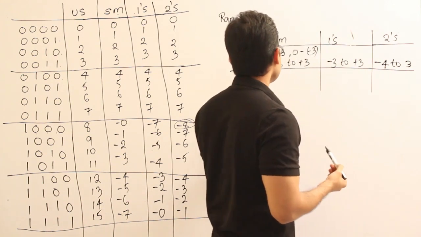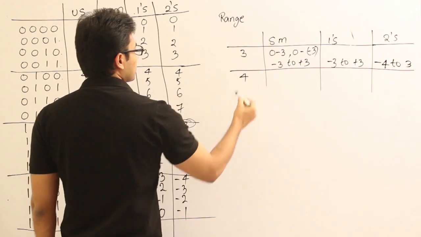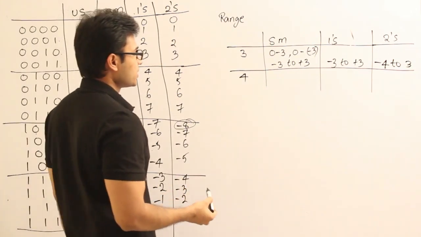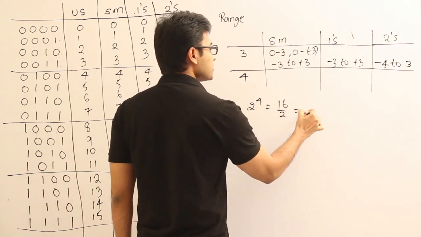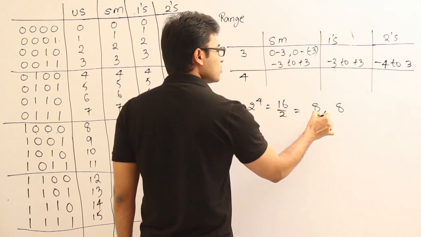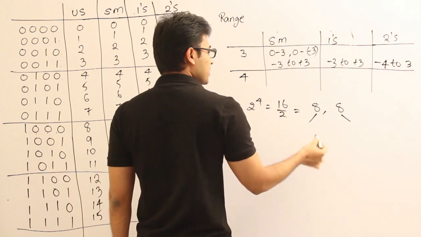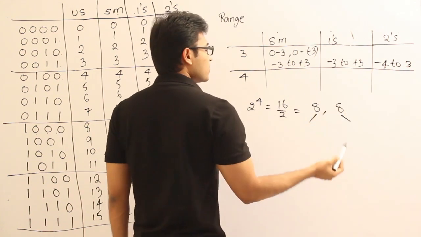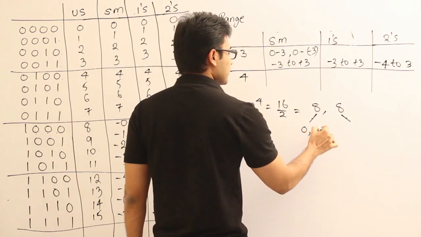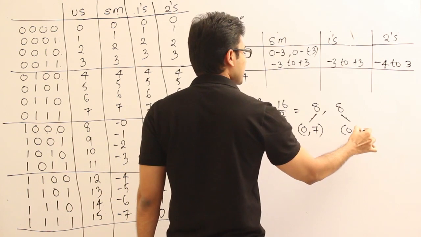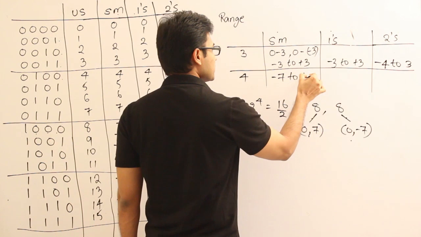Similarly, let's see the range in case of 4 bits. Just now we have seen here, right? In case of 4 bits, again 2 power 4, which is 16, it is divided into 2 parts, which means 8 and 8. 8 is given to positive side and 8 is given to negative side. In both sign magnitude and 1's complement, both the positive side and negative side is going to take up one combination for 0. Therefore in positive side we can go from 0 to 7, and in negative side also we can go from 0 to minus 7, right? Therefore the total range is going to be from minus 7 to plus 7.